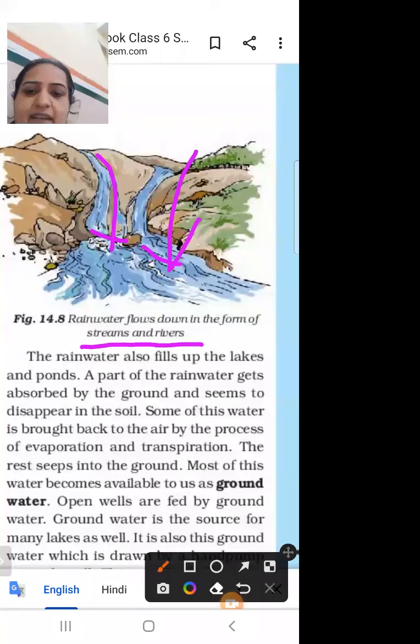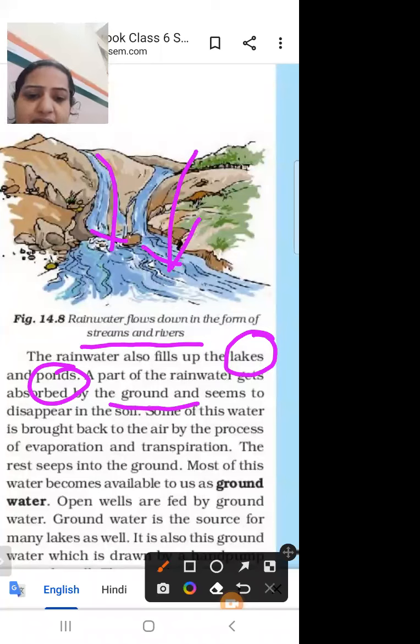The rainwater also fills up the lakes and ponds. So some rainwater goes into the river and some rainwater goes into the lakes and ponds. हमारे कुछ वाटर तो हमारा रिवर में चला जाता है और कुछ रेन वाटर जो है लेक्स में, झीलों में और पॉन्ड्स तालाब में चला जाता है. And some water gets absorbed by the ground. Some water goes into the ground.